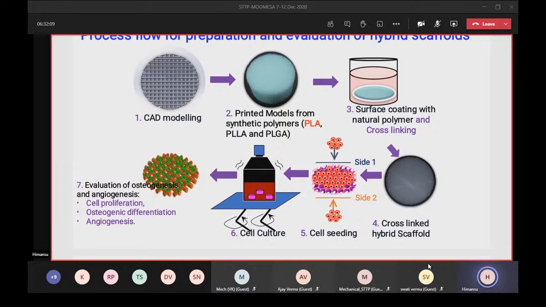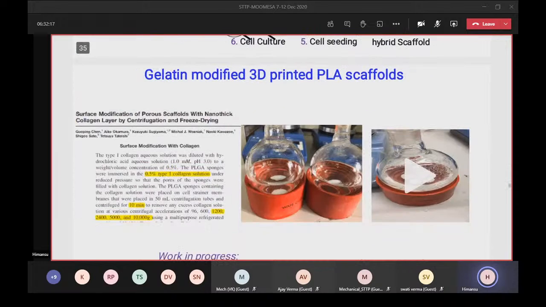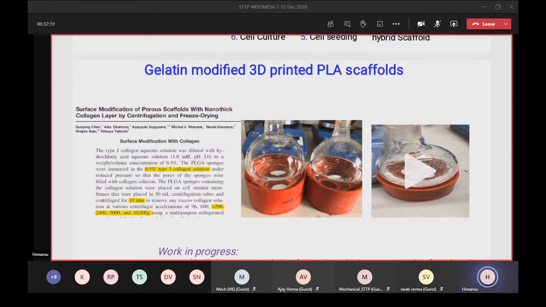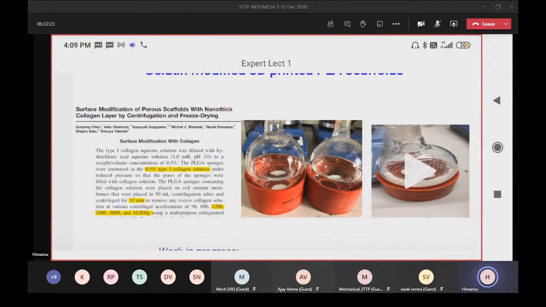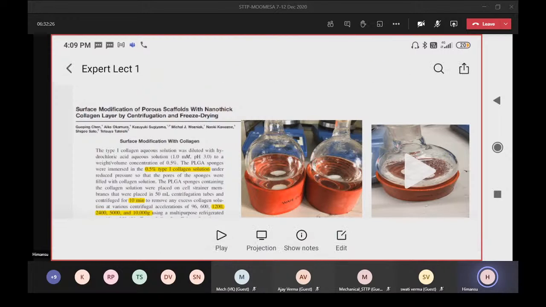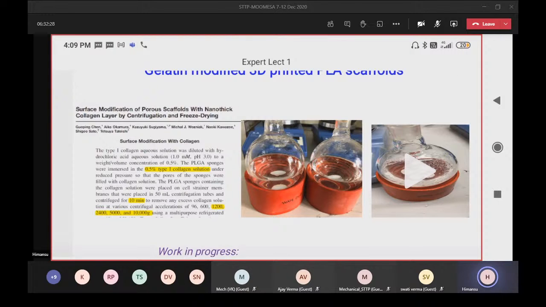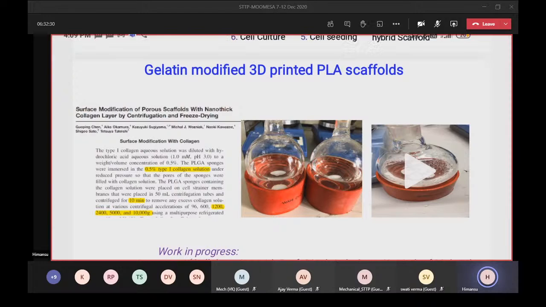So then we do the cell seeding and cell culture, and then we evaluate the cell proliferation, osteogenic differentiation, and angiogenesis. So all sorts of work is going on. And how did we do it? If I could have shown a video directly, I don't know whether it would work, but here it is not working. But if I send the slide, you can see this kind of video, how we are actually preparing these scaffolds, and how we are basically modifying the surface.